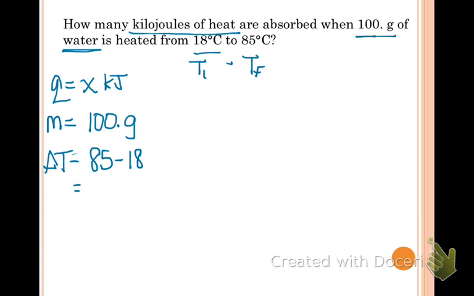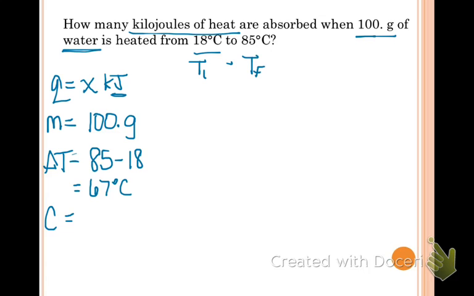Right. So what that ends up being is 67 degrees Celsius. So we know we have Q, we have M, and we have delta T. The only thing we're missing is actually our C. So again, we know that this is for water, so we can use the specific heat capacity for water. Now, we have to look at our final units.